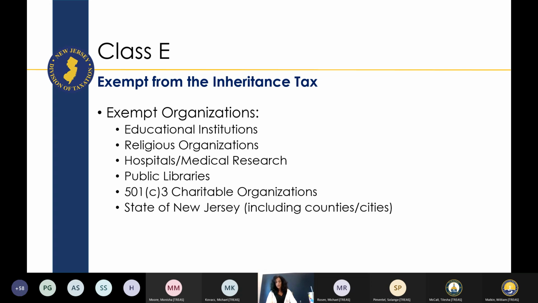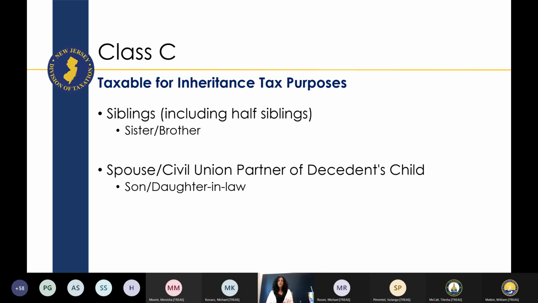Now I'm going to go into the categories that are taxable. So the first would be Class C. And basically the two areas are siblings and spouses of children. So siblings, this includes half siblings. As long as you share one parent, you are considered a sibling. It's not a stepchild, it's a sibling. So people ask sometimes, what about adopted children? If you're adopted, you're a child, you're a full child. So that counts. Spouse, civil union partner of decedent's child. Basically, your son-in-law, your daughter-in-law in any way or shape. So those are the people who are Class Cs.